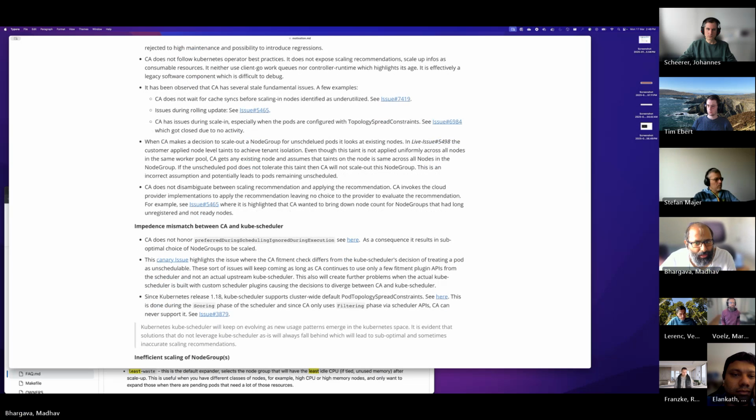Now, this is again another point, again a design flaw. It doesn't disambiguate between the scaling recommendation and applying that recommendation.